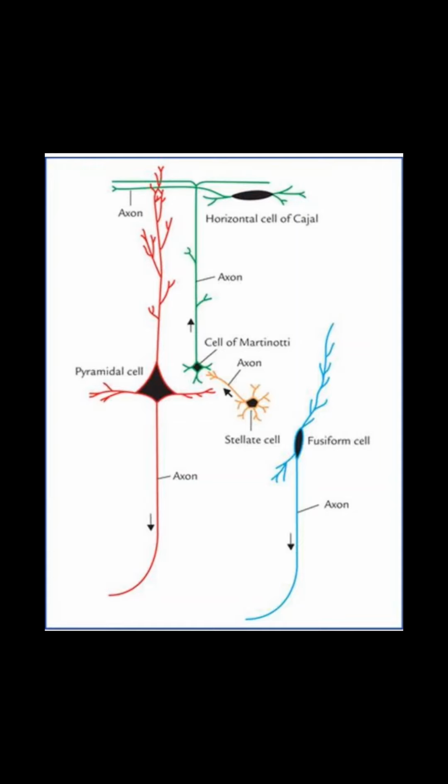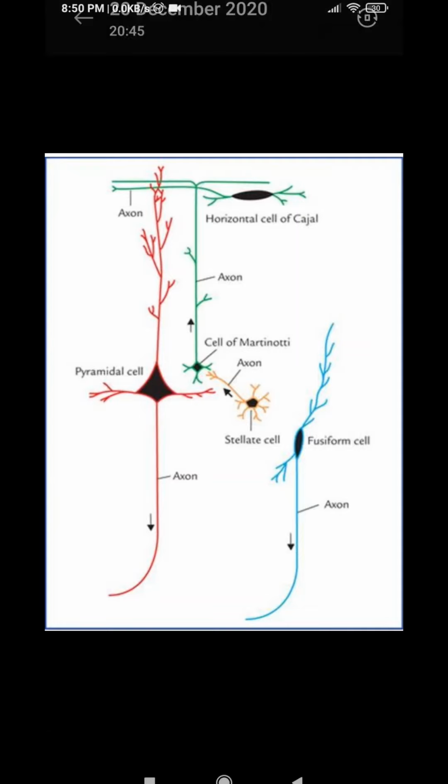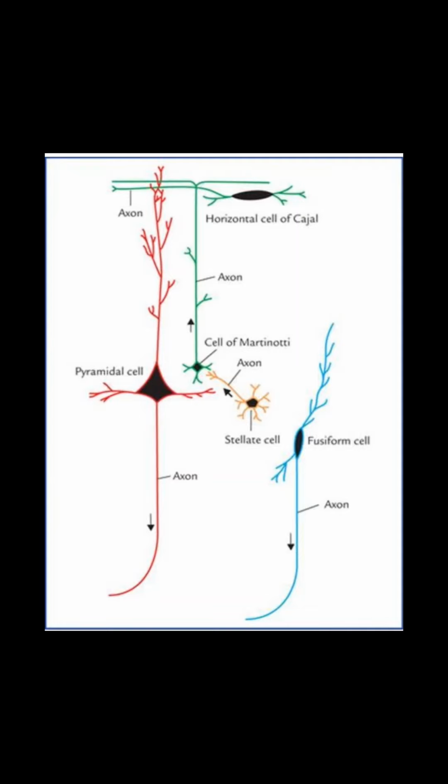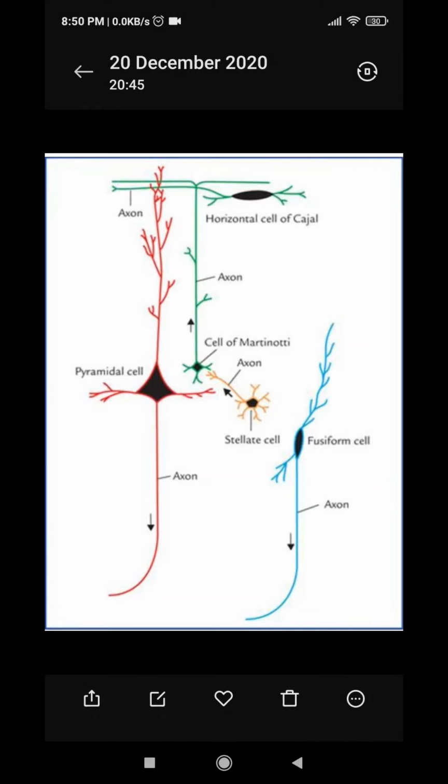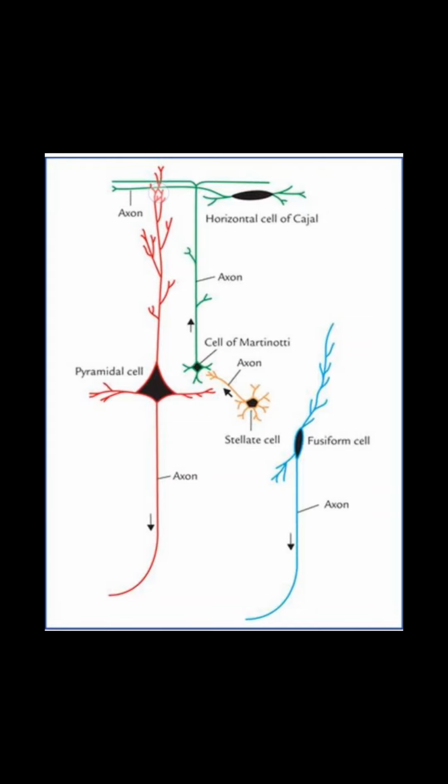Now, horizontal cells are small fusiform horizontally oriented neurons found in the most superficial cortical layer. You can see here the most superficial cortical layer, horizontal cells. A horizontal cell has many short dendrites and a long axon which runs parallel to the surface of the cortex. You can see here in the green color, these axons making contact with the dendrites of the pyramidal cells.